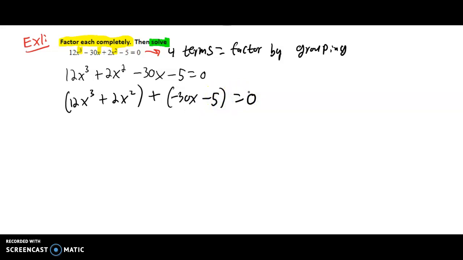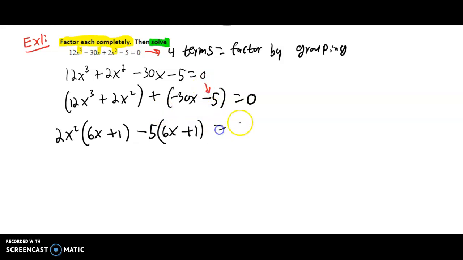Okay. Now we want to take out common factors from each group. In the first group, 2 and 12 share a 2. X squared and x cubed share an x squared. So left over, I've got 6x plus 1. Over here, I can take out a negative 5. Be careful when we're taking out negatives. This first term is now positive, and so is our second term. So if I go back and I multiply negative 5 times 1, I get my negative 5. So just be really careful about negatives when you're moving those around.